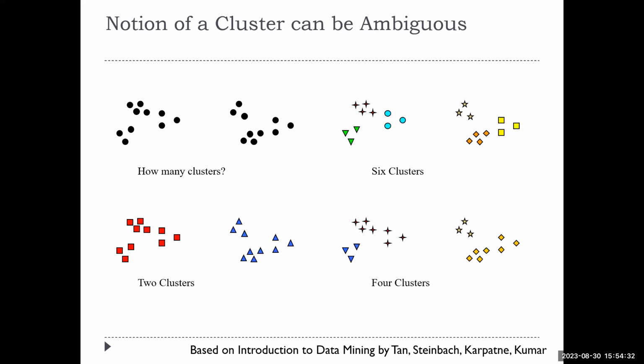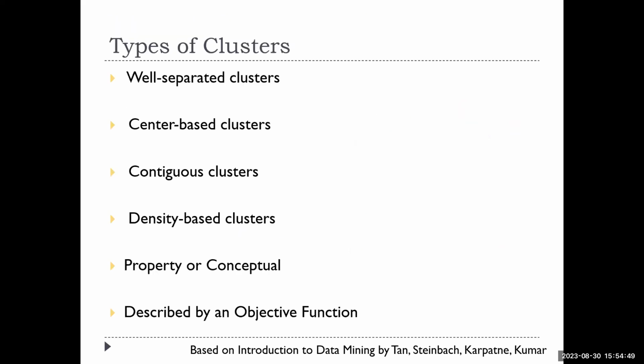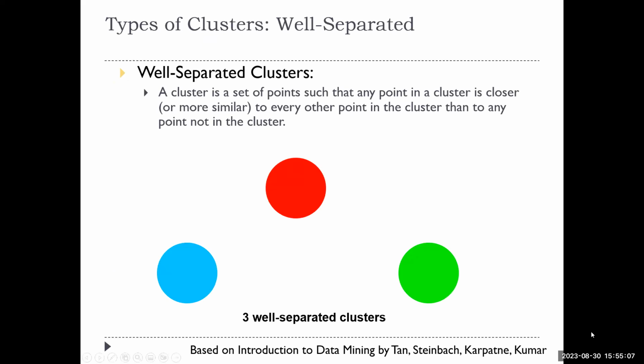So there are ways, but still, either you need to provide the number of clusters as an input, that's one thing, or you need to provide another parameter that defines what is a good cluster, and the system will develop the clusters. The clusters are classified as well-separated, center-based clusters, contiguous clusters, density-based clusters, property or conceptual, or described by an objective function. The easiest one is well-separated clusters, and I'm not going to see it in real life.